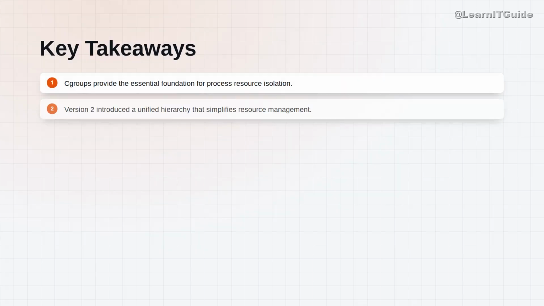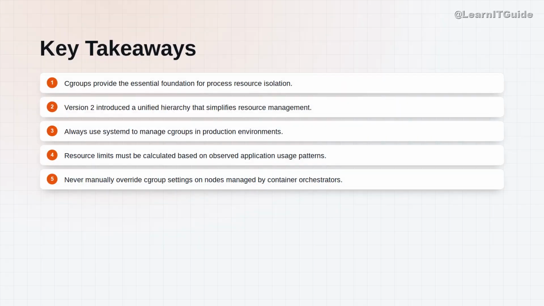To wrap up, remember that cgroups are the foundation of isolation. Version 2 is the standard, offering a unified hierarchy. Always prefer systemd over manual directory manipulation for production services. Base your limits on real-world data, not guesses. And finally, respect your orchestrator. Do not manually override cgroups on managed nodes. This will keep your system stable and predictable.